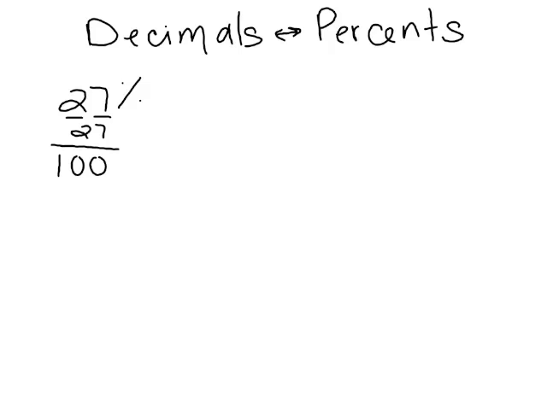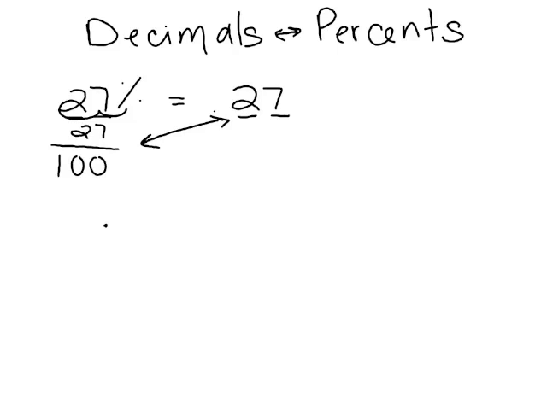My decimal needs to move 2 places. So 1, 2. The decimal equivalent is 0.27, which is the same as 27 hundredths. Remember, this is our tenths place and our hundredths place. So I have 27 hundredths.